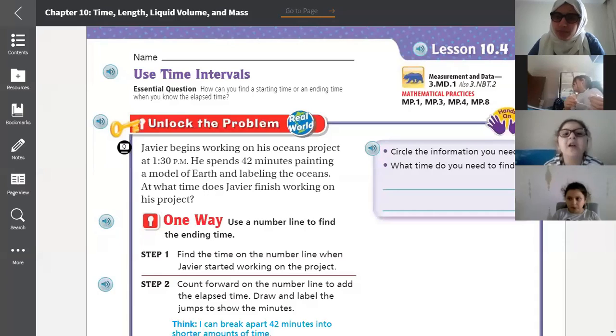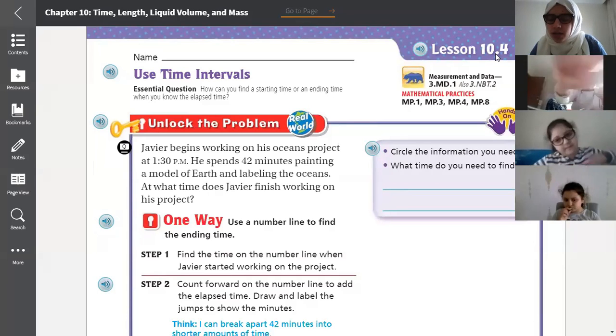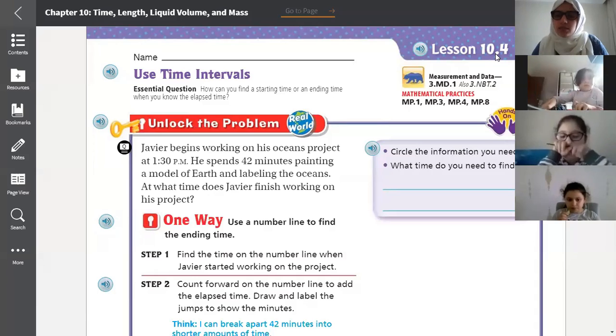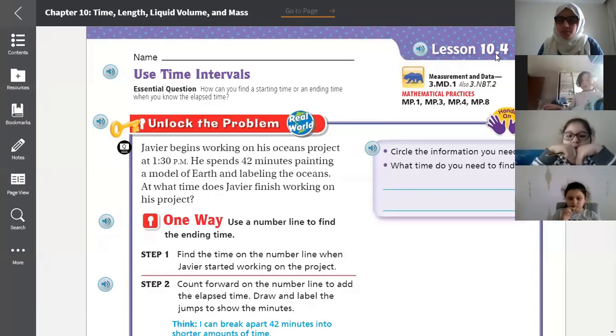So on page 419, we're going to learn more about time intervals. And time intervals mean that we need to count the time traveled. For example, when something starts and when something ends, the time in between is called time intervals, if you remember from elapsed time.